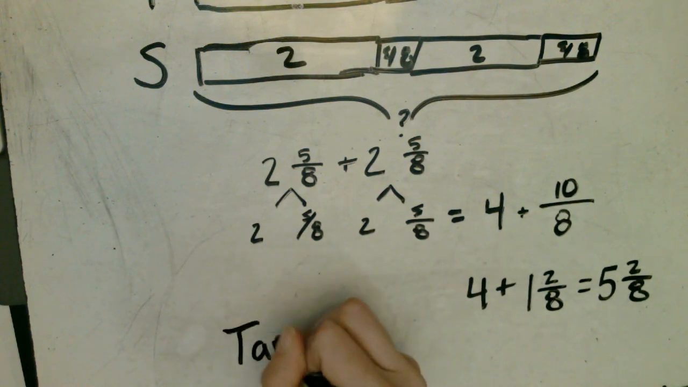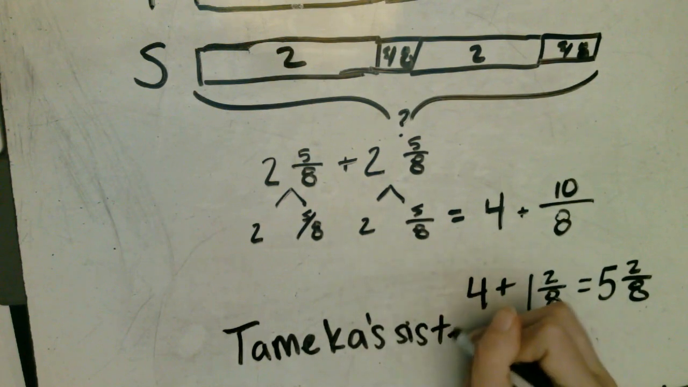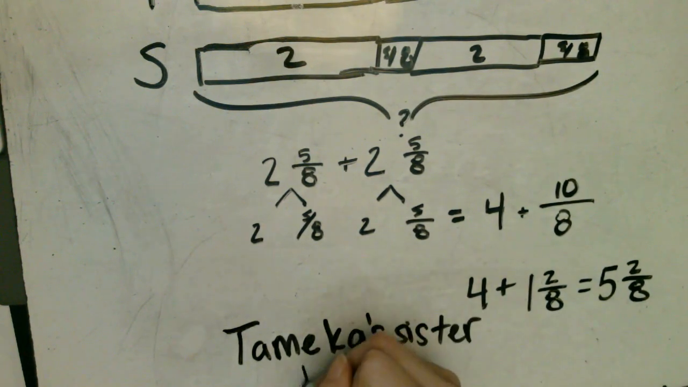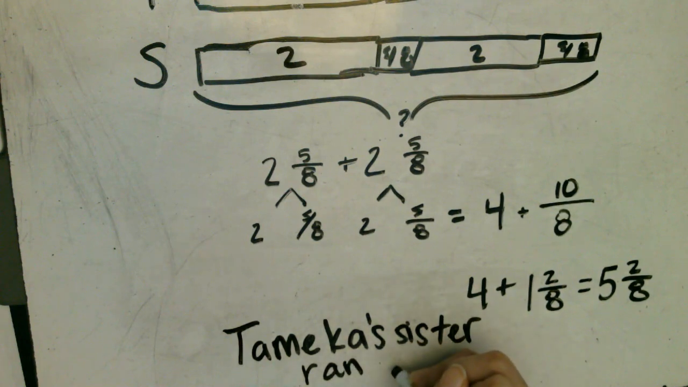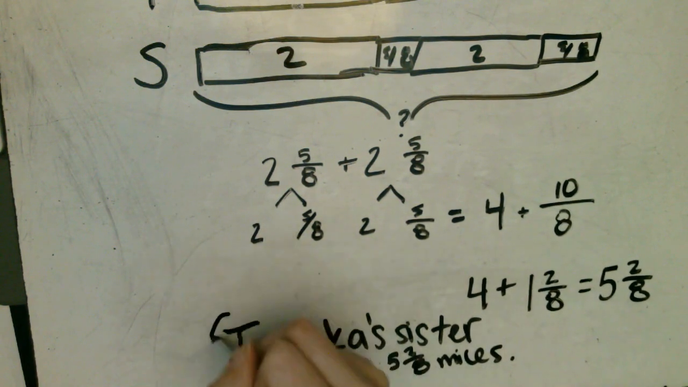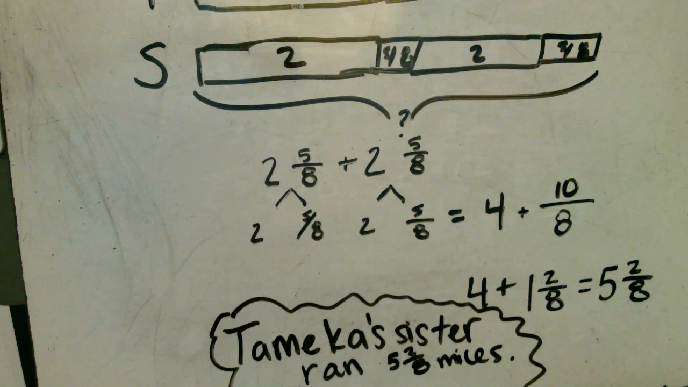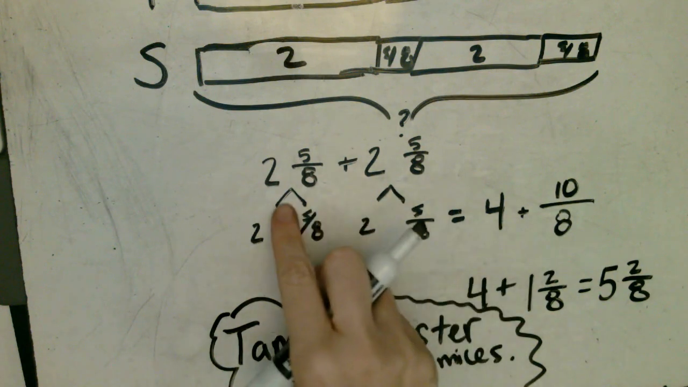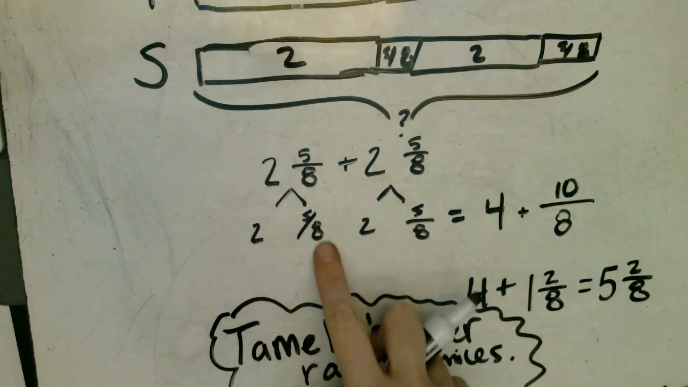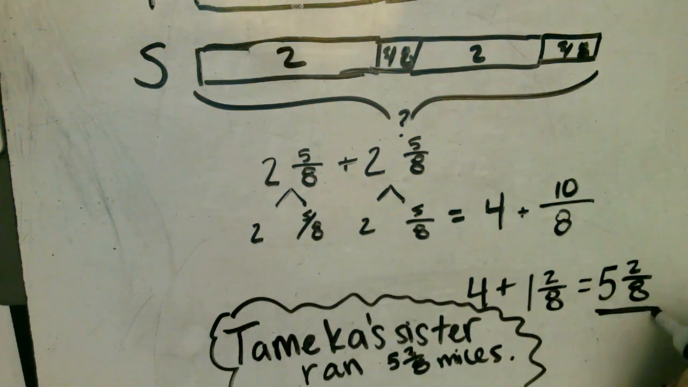Let's write this in a sentence. Tamika's sister ran 5 and 2/8 miles. So we were able to use two solutions. We used our distributive property to help us solve this problem, and we also were able to break our mixed numbers up into the whole number and the fraction and add up the two separate parts before combining them back together and getting the same answer.